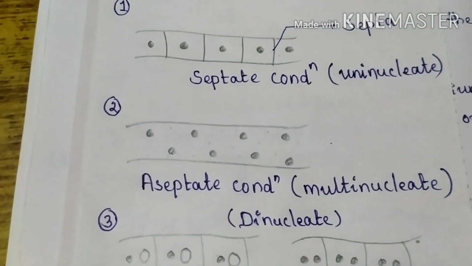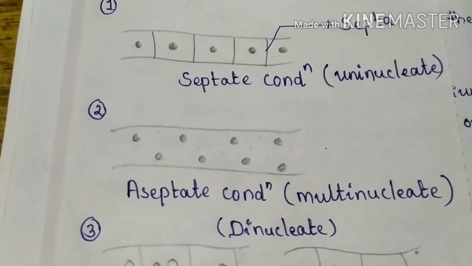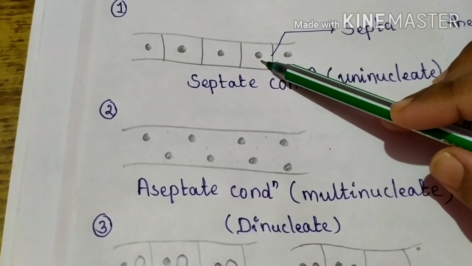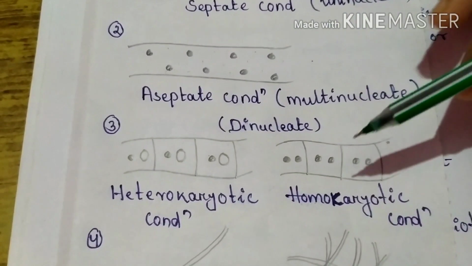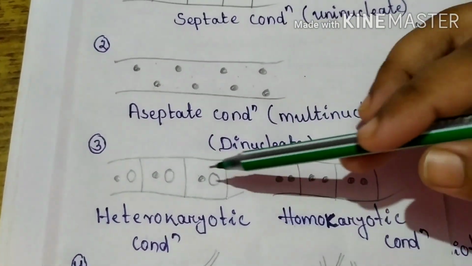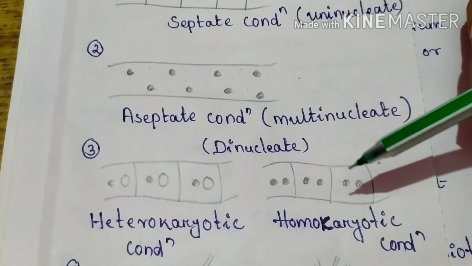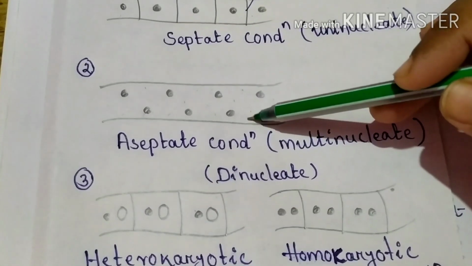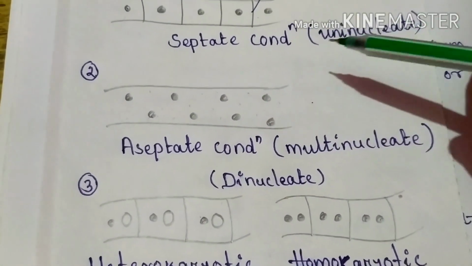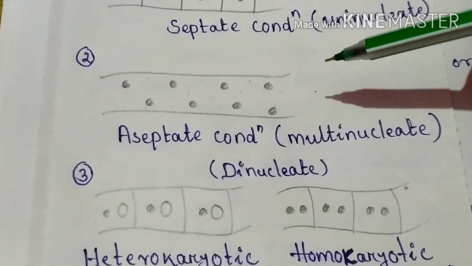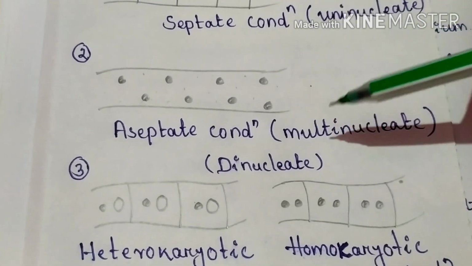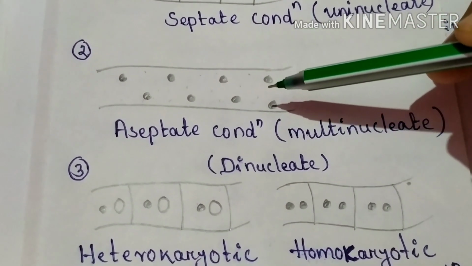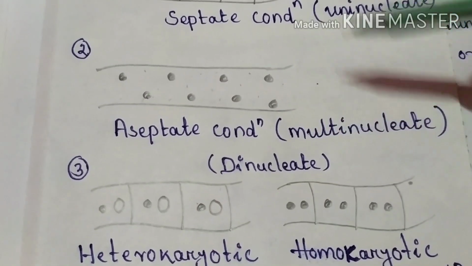Then what do you mean by uninucleate condition? In uninucleate condition, in each cell, a single nucleus is present. In bi or dinucleate condition, in a particular cell, two nuclei are present. And in multinucleate condition, in a particular cell, multiple nuclei are present. In multinucleate condition, if multiple nuclei are present without any separation wall or septa, this condition is known as coenocytic condition.